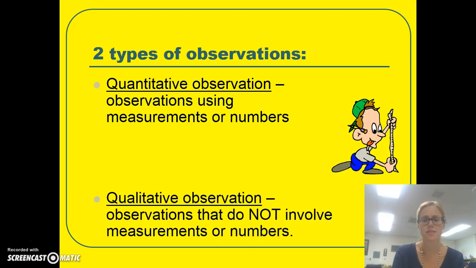A qualitative observation has to do with the quality of something. This does not involve measurements or numbers. This is just an observation. For instance, the fish looks happy. I can't measure that with a ruler or a scale. There's no numbers, but I'm still observing the fish's behavior. Mrs. Kim's going to help us talk about these observations a little bit more. Mrs. Kim?